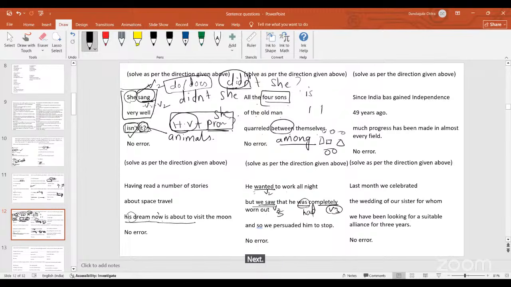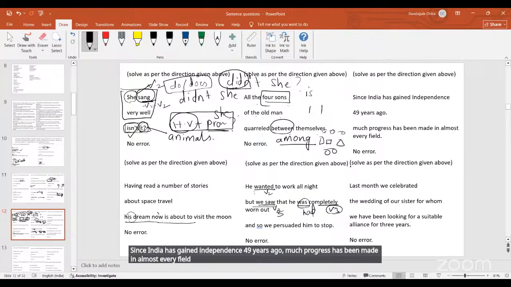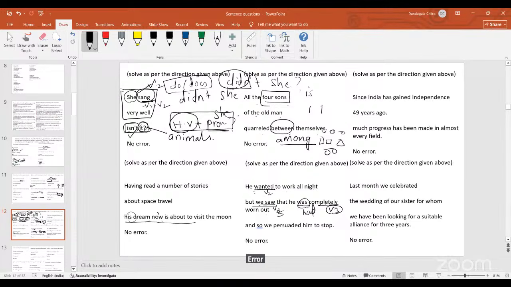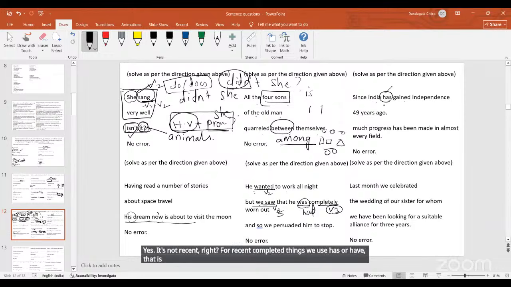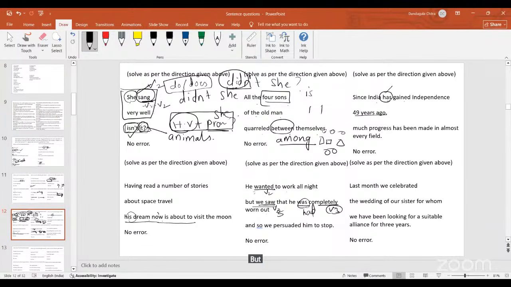Next. Since India has gained independence 49 years ago, much progress has been made in almost every field. No error. Error is in option A, sir. Since India gained independence. Yes. It's not recent, right? For recent completed things, we use has or have. That is present perfect. But it is 49 years ago. So we never use this kind of has word. Okay, since India gained independence in the past, that is in simple past. Simple past means anything that happened in the past.